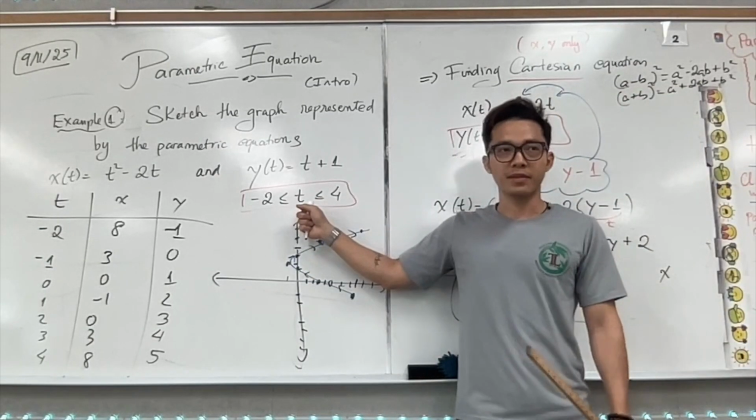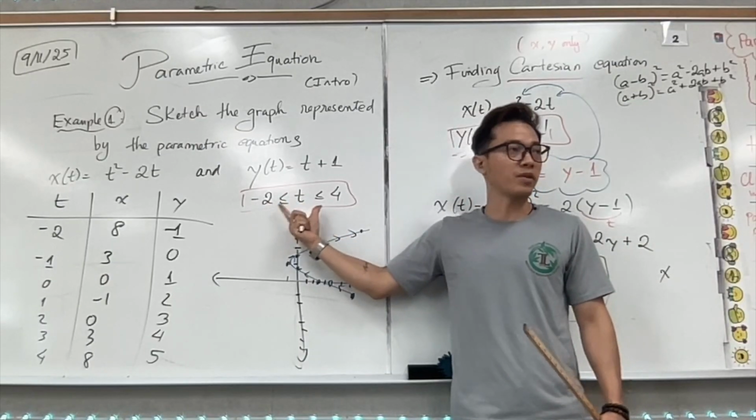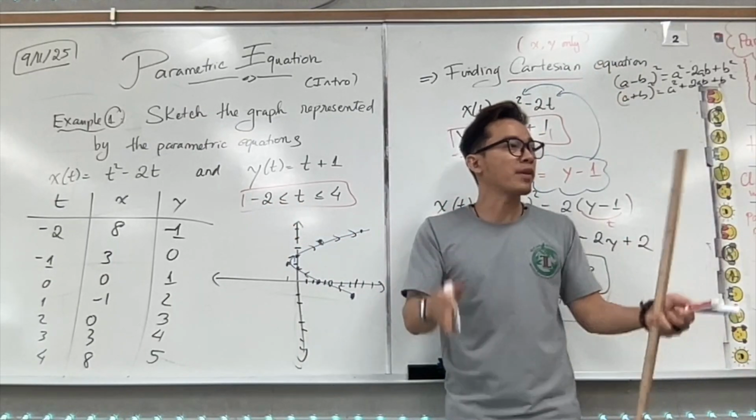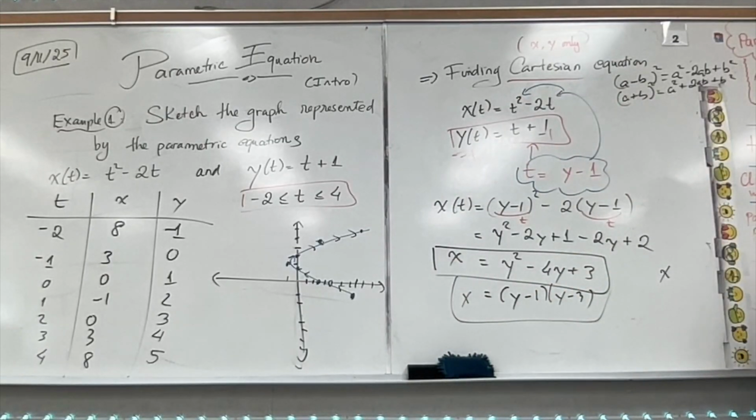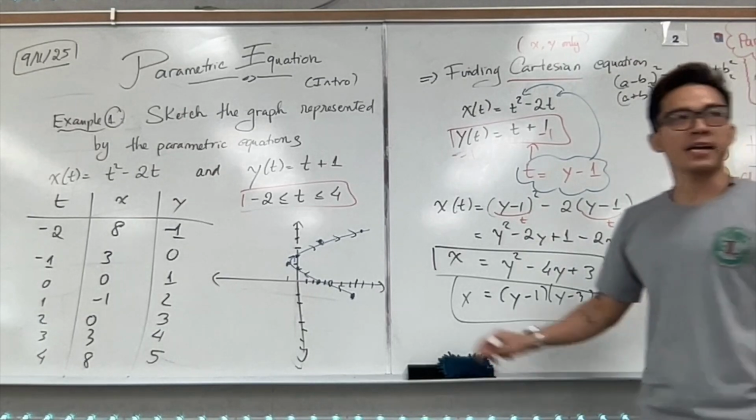Because t needs to be between -2 and 4, there's some restriction, there's a bound. x and y need to be bounded as well. So how do you find it? Easy. Anyone? Use the y. What information are you using?